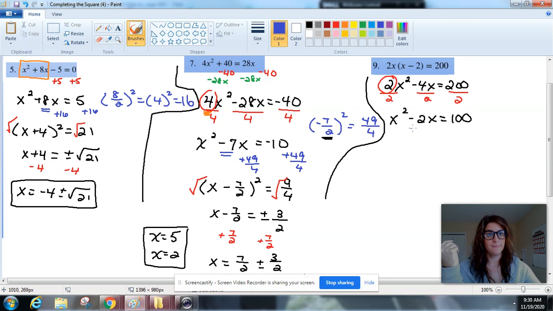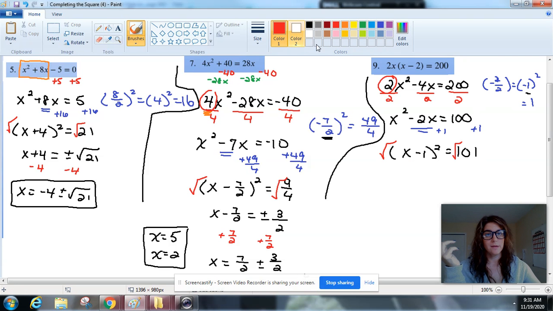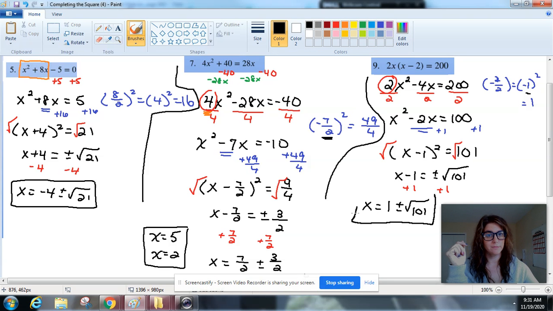Repeat what we've been doing. B term. So negative 2 over 2 is negative 1 squared is 1. So I'm going to add 1 to both sides. Okay, use my shortcut. This becomes x minus 1. That was my b over 2 squared equals 101. I'm going to square root both sides. X minus 1 drops out. Plus or minus the square root of 101. Doesn't reduce, no perfect square there. I'm going to add 1 to both sides. And this ends up being x equals 1 plus or minus square root of 101.